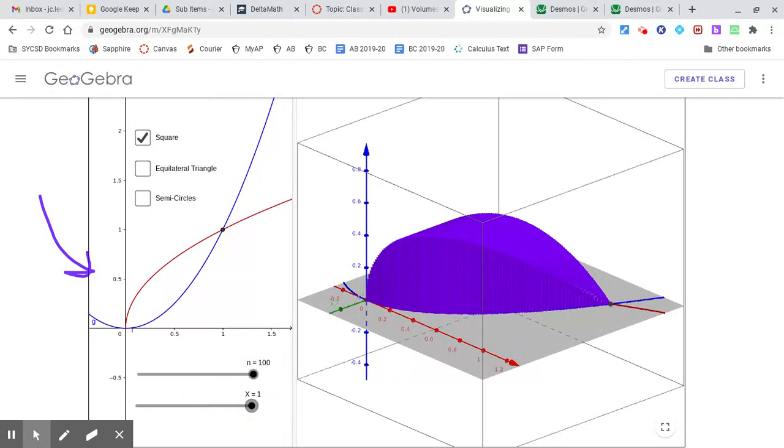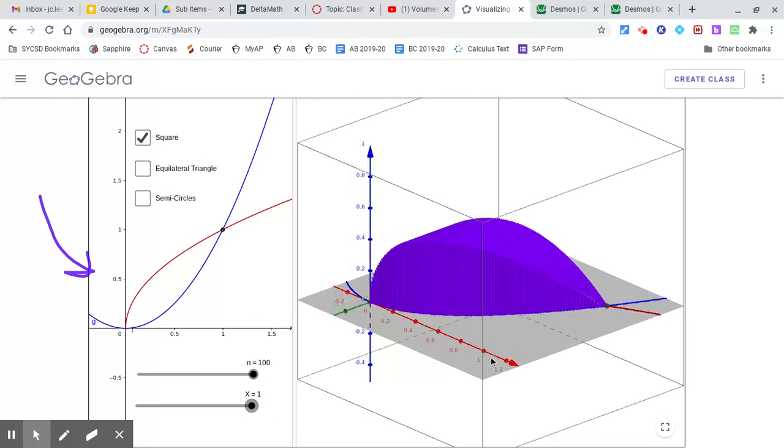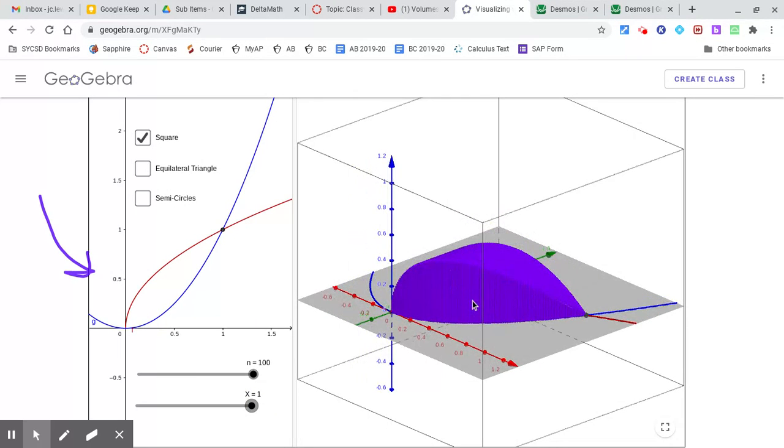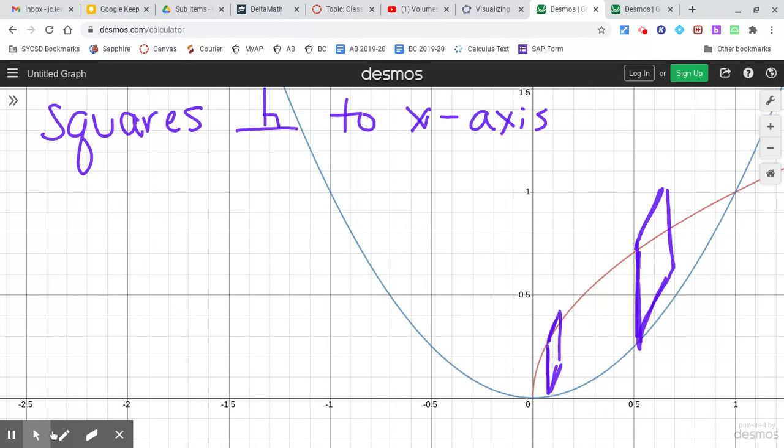So we want to find the volume of this shape. Again, we're given these graphs, x squared and root x, and the cross sections are perpendicular to the x-axis, and they are squares. So let's go back to our sheet here.